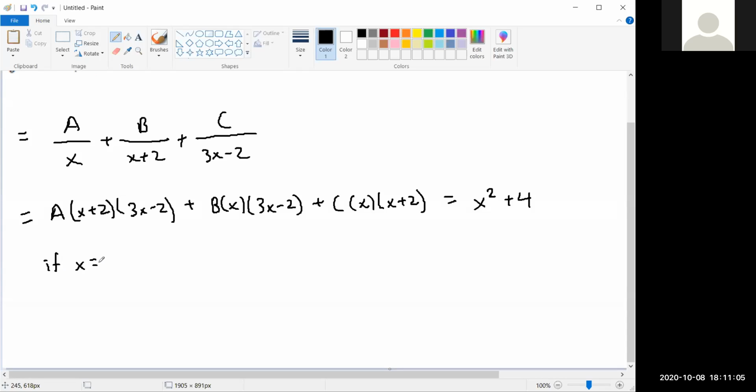0. Yeah, so if we choose 0, then this term and this term will go to 0, which gives us a nice equation. So if x is 0, we have A times 0 plus 2 times 3 times 0 minus 2 plus 0 is equal to 0 squared plus 4. Okay, so that gives us one equation, which we can just solve for A right here. So A is equal to -1.